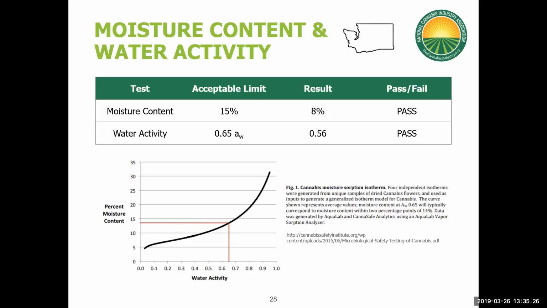So in this case, the results passed for both, and this sample had 8% moisture content and an AW of 0.56. Below, I'm showing you an example of a moisture sorption isotherm. Tiffany showed you one of these earlier. This one's specific to cannabis samples. It was created to show the correlation between water activity and percent moisture. You can see that the upper acceptable limit of water activity at 0.65 generally correlates with the upper acceptable limit of about 12 to 15% moisture content.